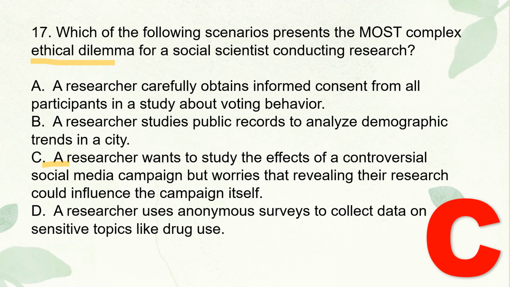Now for letters A, B, and D, while ethical considerations are always important, these scenarios represent more standard ethical practices in social science research. Informed consent, using public records, and anonymous surveys are all generally accepted methods designed to minimize ethical problems. So letter C is the best answer.